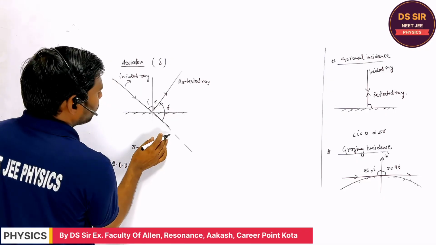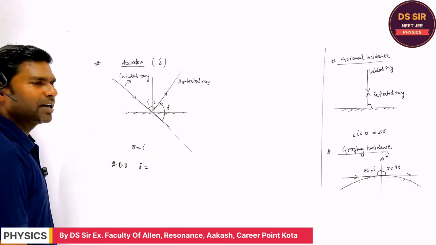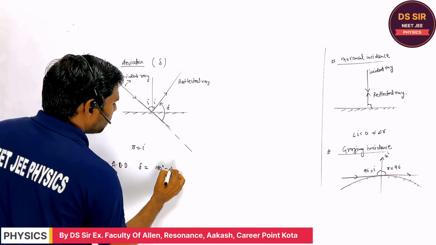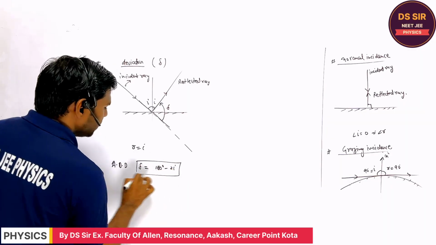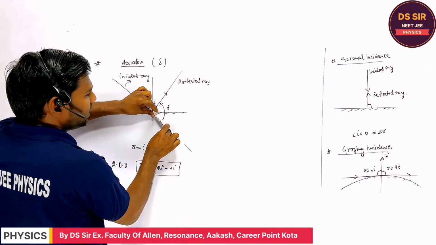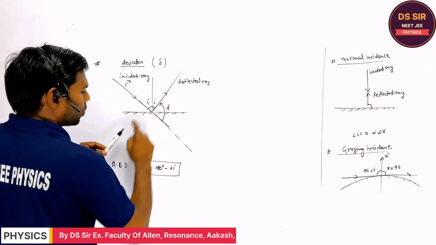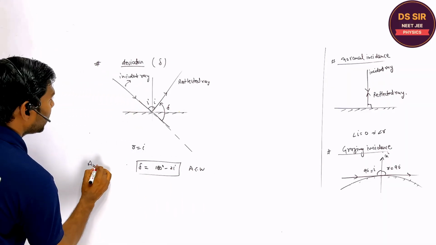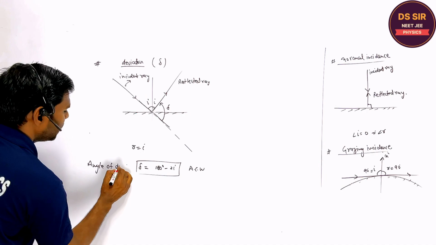It is 180 degrees, you may write it is i and i. So the angle of deviation is nothing but 180 degrees minus 2i. Is it clear or not? In which sense is it? It is anti-clockwise. This is called the angle of deviation.